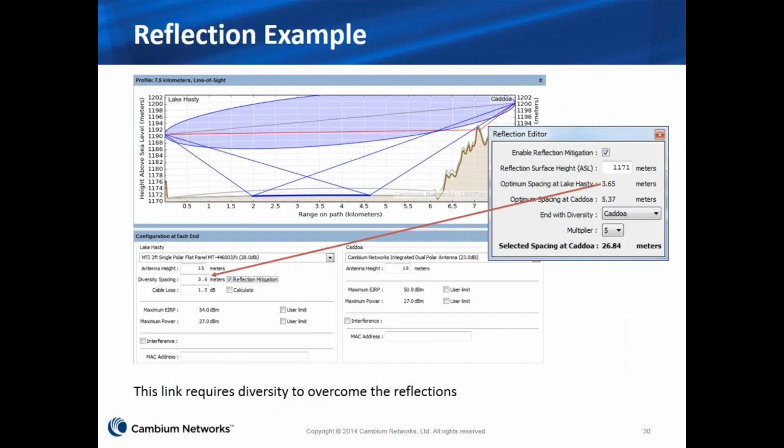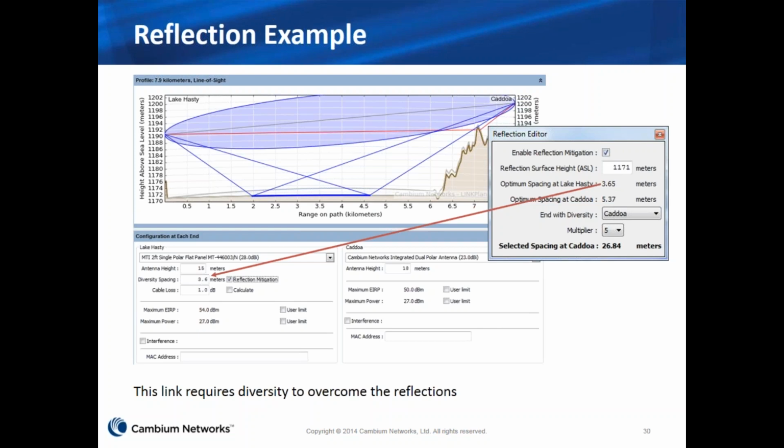So let's look at an example now of how we would use reflection on an unlicensed band. We're going back to the link we were looking at earlier that has a reflection point on it. Just for the sake of argument, assume that there's some reason at the right-hand end of the link which means that it's not possible for us to drop the height of the antenna and block the reflected path. Therefore, the only thing we can do is mitigate it by adding diversity.